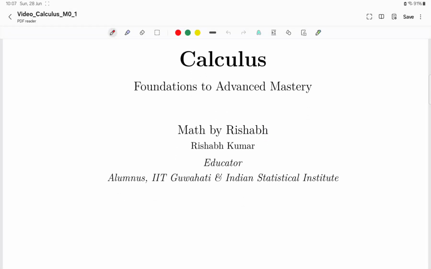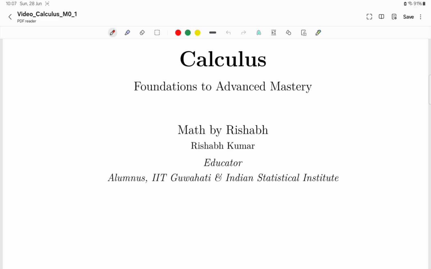Students, in today's session, we will learn about calculus. We will start from the foundations and go to advanced mastery, right?